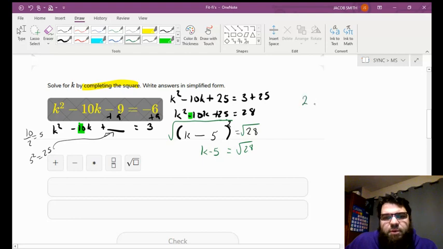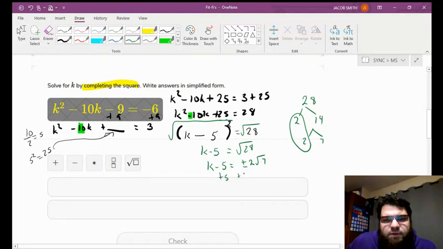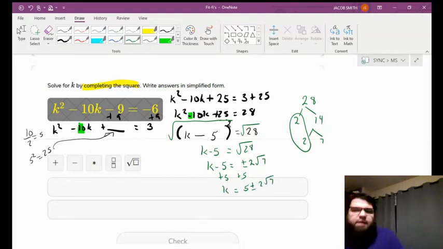Now this time 28 is not a perfect square, so we need to come over to the side and do our factor tree. 2 will go into 28 14 times, and then 2 will go into 14 7 times, and so that gives us a pair we can pull out. So we have k minus 5 equals plus or minus 2 square root of 7. And then to finish this, we need to add 5 to both sides, and that gives us k equals 5 plus or minus 2 square root of 7. And that's our answer for that one.